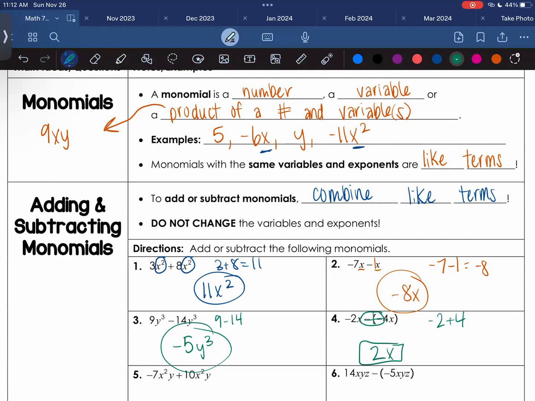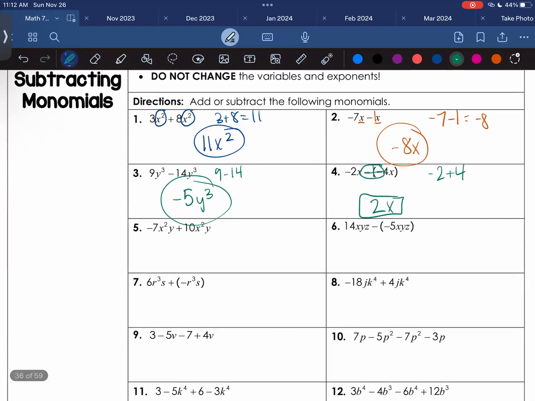All right, now number 5 seems complicated, but it's not. Let's look at the variable. Our variable is x squared y and x squared y. So that's not going to change. X squared y will stay. Again, we're just looking at the coefficients or the numbers. We have negative 7 plus 10, which gets you positive 3. So our answer is 3x squared y. Go ahead and try number 6 on your own, and remember that subtracting that negative right there is the same thing as adding.